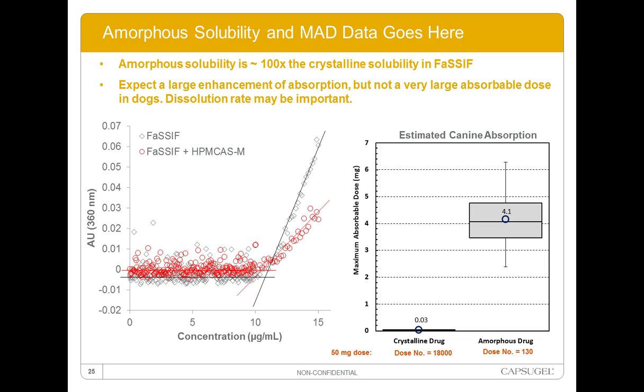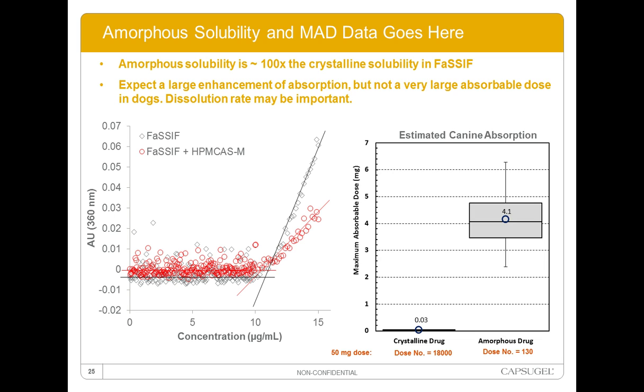So based on the crystalline solubility and the amorphous solubility, we can do a quick maximum absorbable dose, or MAD, calculation over there on the right. And what we see is that we boost the estimated absorption from less than 0.1 grams estimated absorbed in a dog model up to about 4 grams absorbed in a dog model for the amorphous drug.